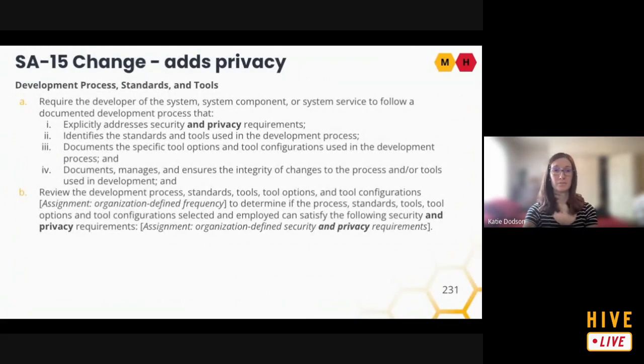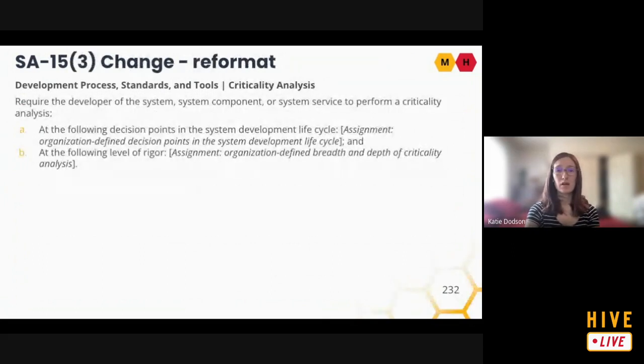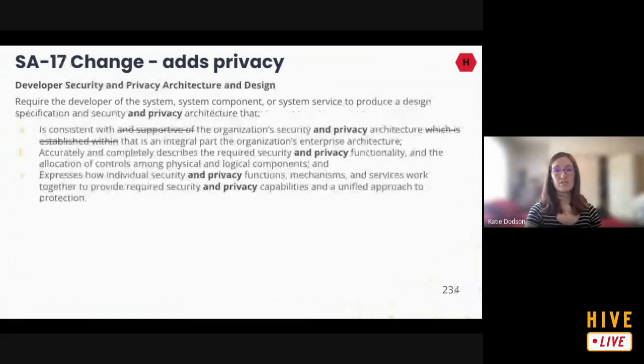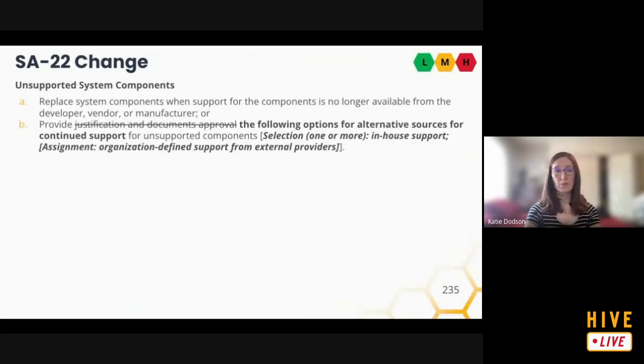Moving on to SA15, just added privacy to your development process standards and tools. 15.3 is another one that was just kind of rearranged and reformatted. The nature of the control and the language is the same. It's just in kind of a different order to make more sense. 16 added privacy. This only impacts your high baseline. 17 also added privacy.